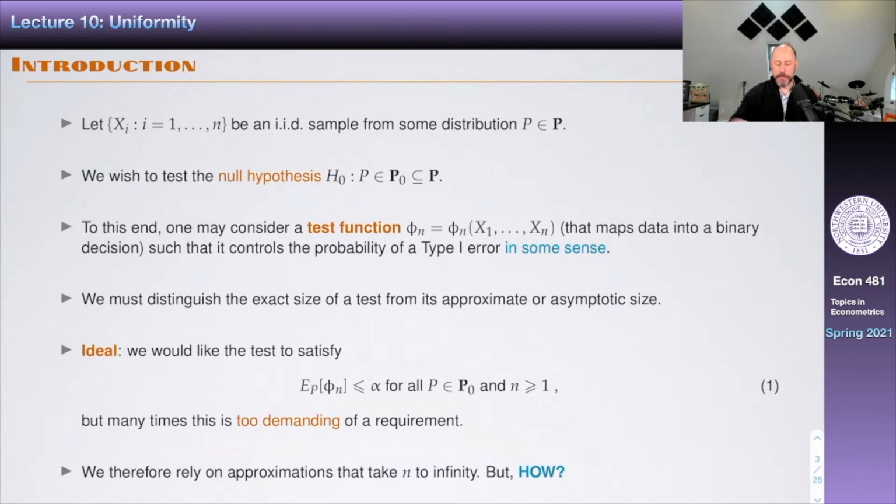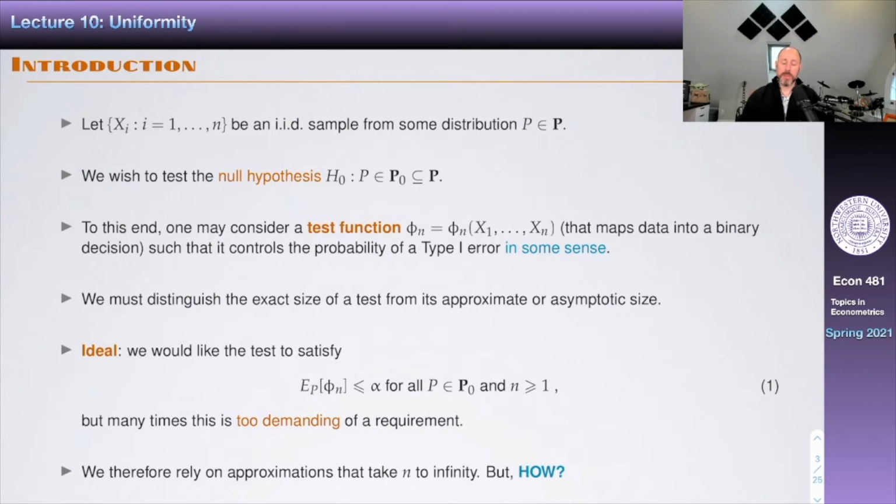Okay, we want to test a null hypothesis that for now is just going to be general. It's going to be this P, which is the probability of the data we get to observe, belongs to some ball P naught, which is a subset of the set of distributions ball P.